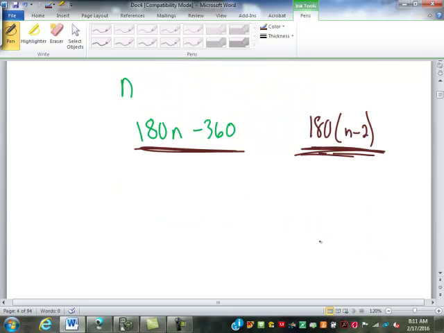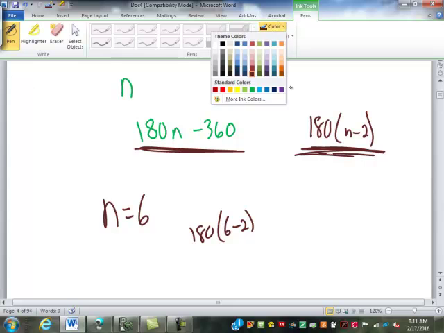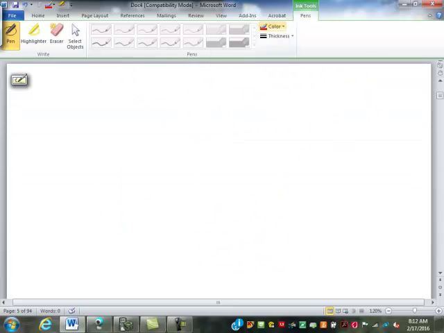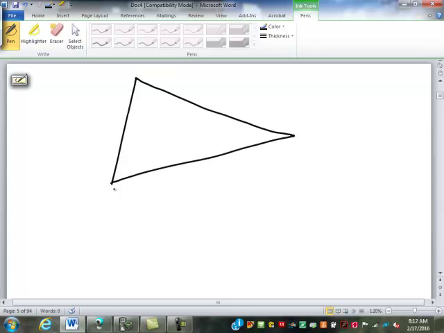So if I have a figure with 6 sides, if n equals 6, a hexagon, what's the angle sum going to be? N minus 2 is 4, right? 180 times 4 is 720 degrees. So the internal angles add up to 720. What do you think? You ready for the sharp stick? That was a 6-sided figure.